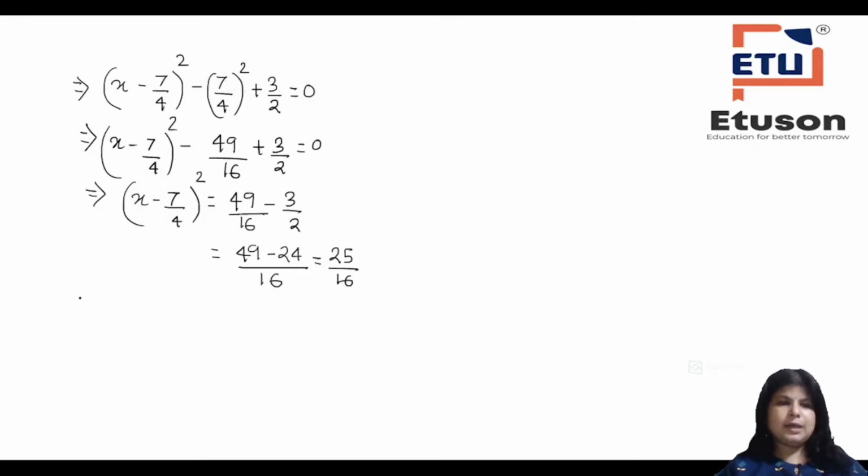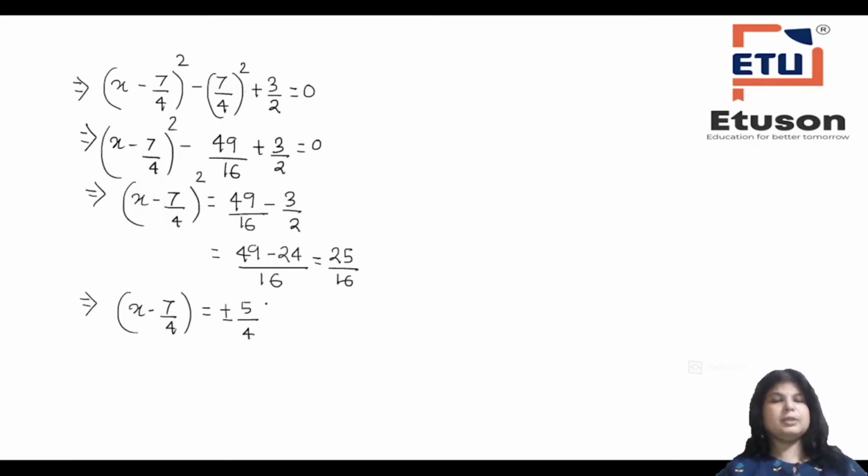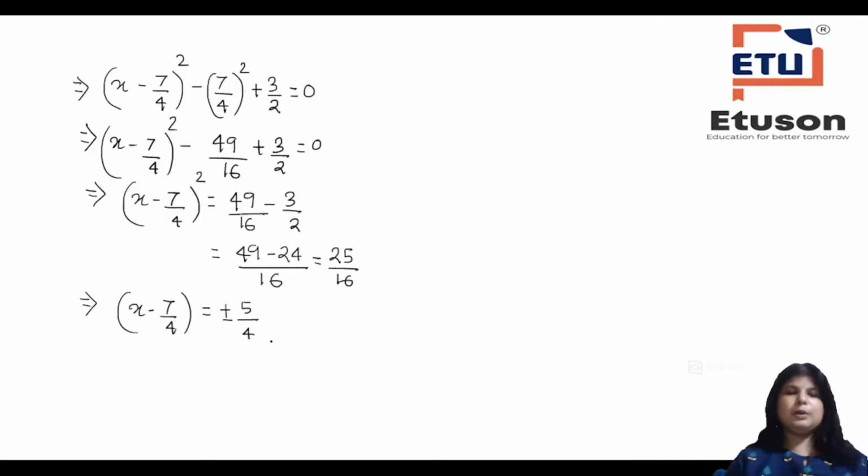So this is the value of (x - 7/4) whole square. So what will be the value of x - 7/4 then? That is the square root of 25/16, which is nothing but equal to 5 divided by 4. Correct or not? So either it can be plus 5/4 or it can be minus 5/4. So let us take it separately.